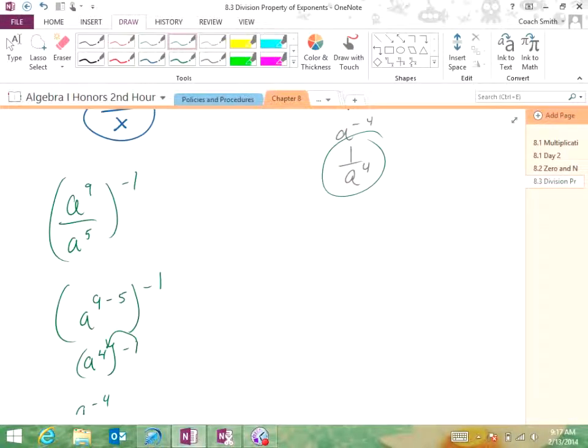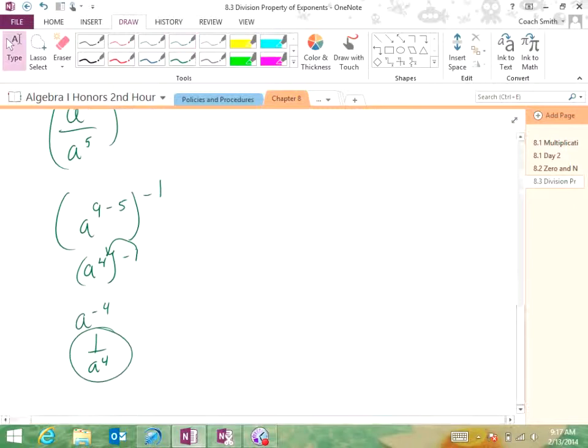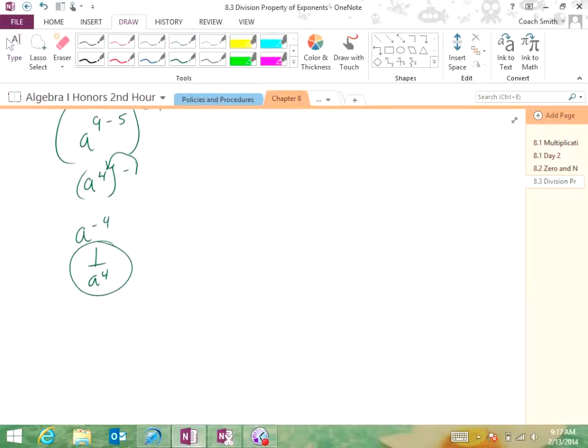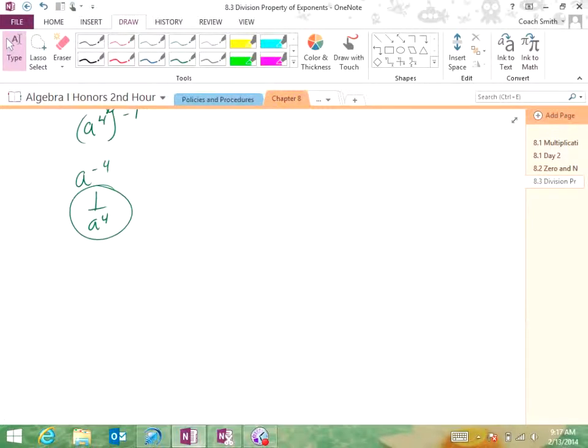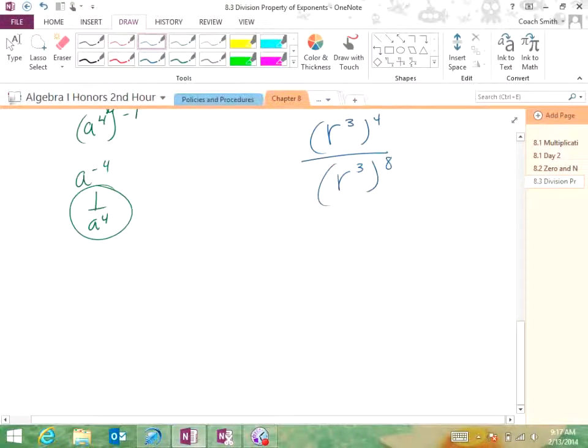All right, now, try this one. r to the 3rd raised to the 4th power over r to the 3rd raised to the 8th power.